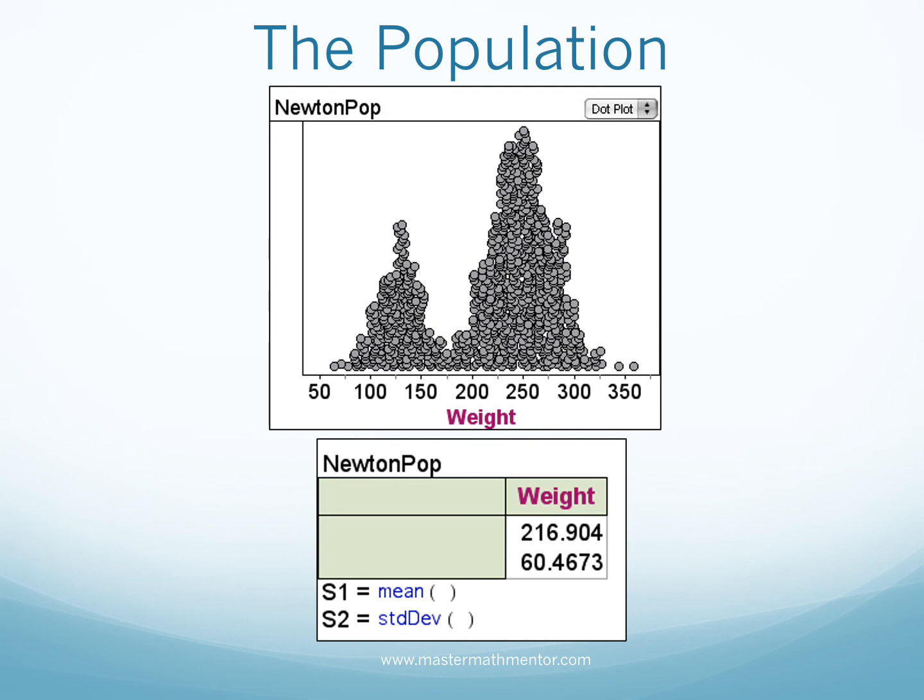Notice also that the population standard deviation sigma is 60.47. If you take sampling distributions of size 10, the standard deviation should be 60.47 divided by the square root of 10, which is approximately 19, and that fits what we saw on previous slides. If we take sampling distributions of size 50, the standard deviation should be 60.47 divided by the square root of 50, which is approximately 8.6, and that fits what we saw on a previous slide.